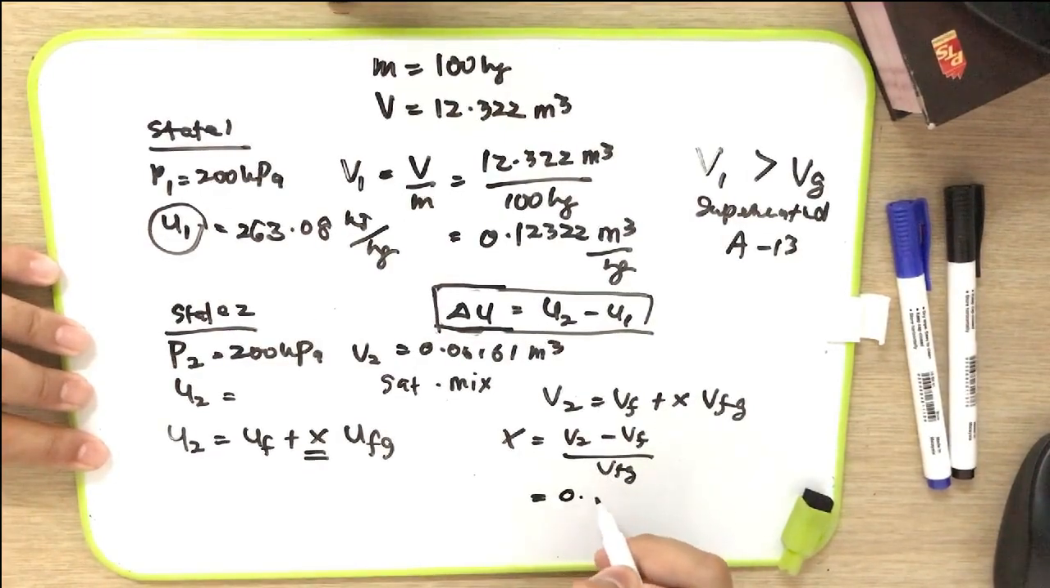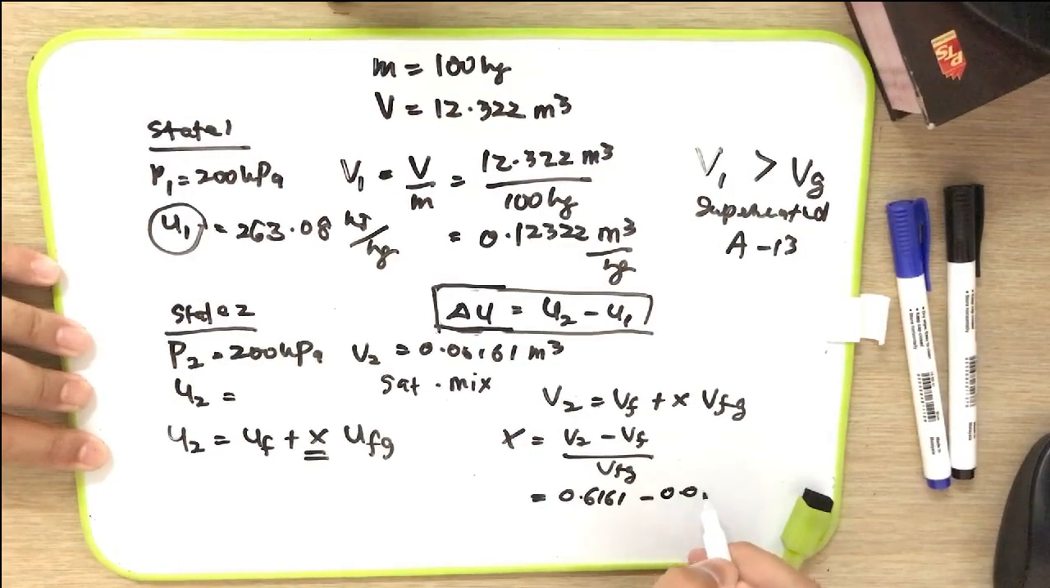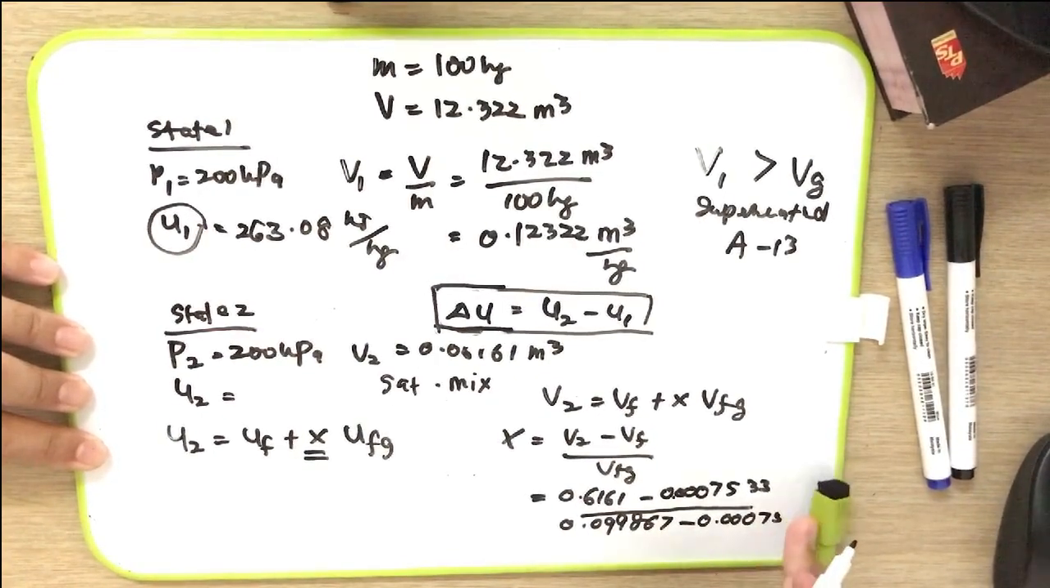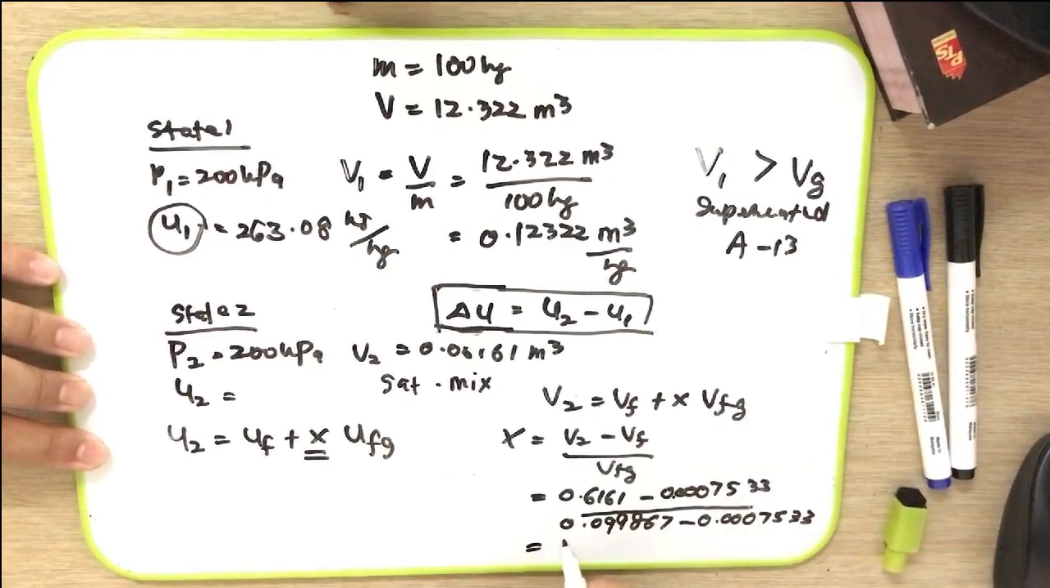So V2 here is 0.06161 minus 0.0007533, sorry, not 0, over 0.099867 minus 0.0007533. So X, you will get 0.6135.